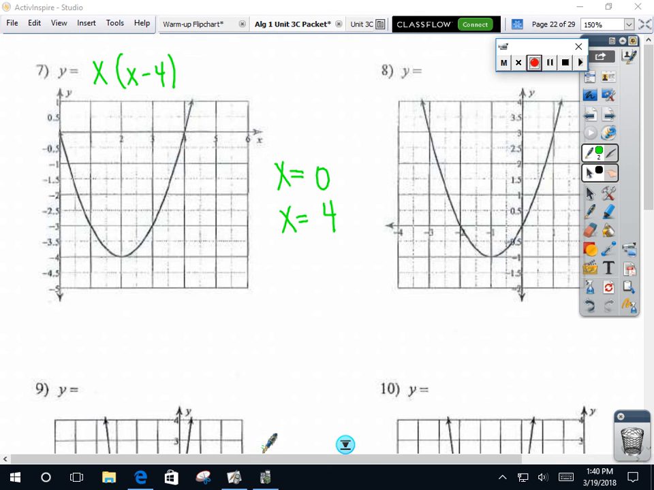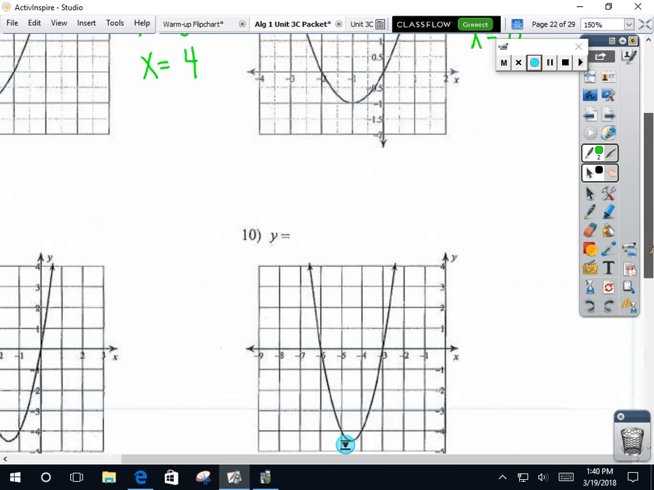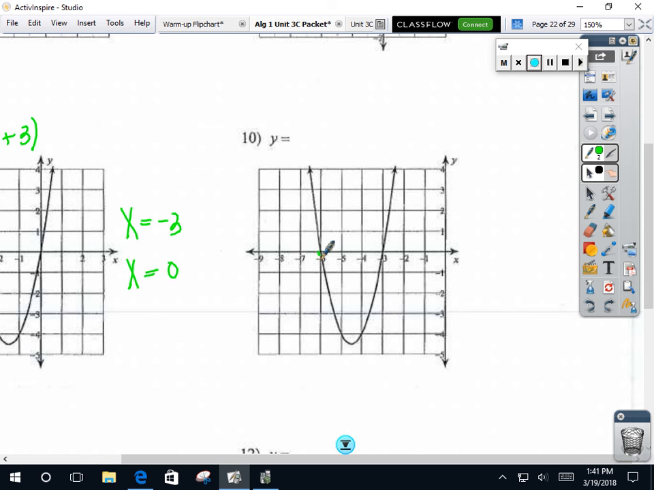On number 8, how many solutions are there? And what are they? Negative 2 and 0. So that would be an x and an x plus 2. All right, number 9. The solutions are negative 3 and 0. So that would be an x and an x plus 3. Number 10, the solutions are -6 and -3. And so it's x plus 6, x plus 3.